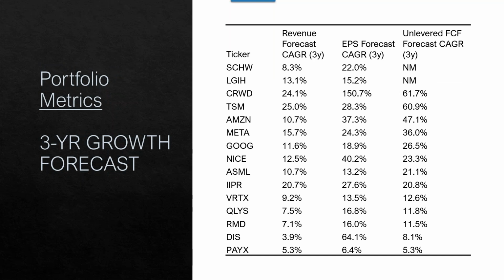Then I did the 3-year growth forecast. So this is revenue growth projected for the next 3 years, EPS growth, and free cash flow growth. And again, these are sorted from highest, more or less, to lowest, but I think I used free cash flow as the one that I sorted on. So again, you can look at the bottom ones that might have low EPS growth, and we might want to look at those.